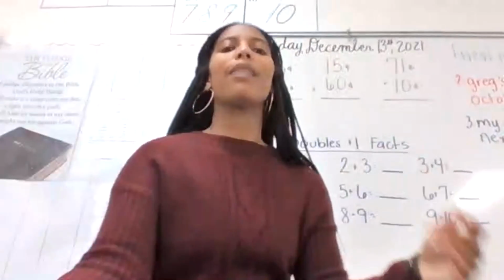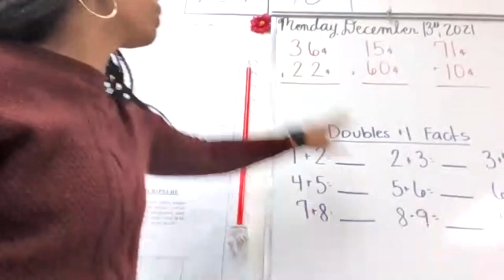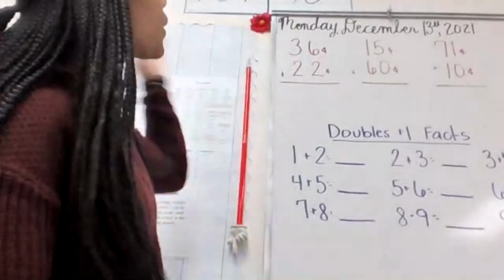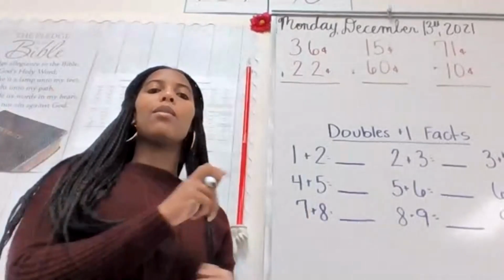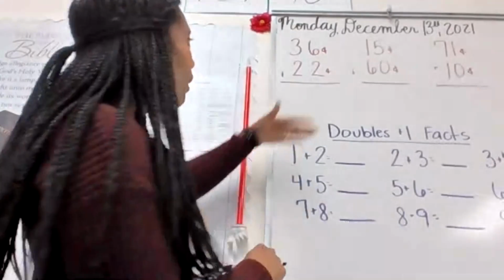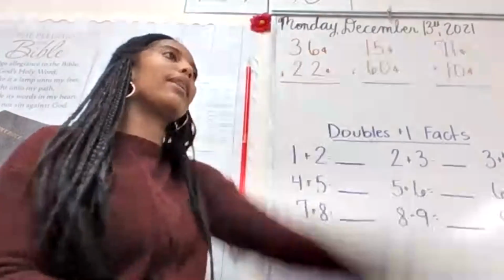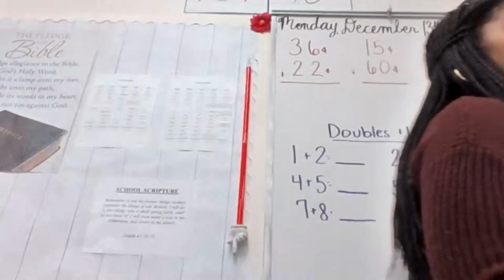Okay. All right. So last week we learned how to add double-digit numbers. That means we're adding two double-digit numbers. So let's go ahead and practice up here. I have 36 cents plus 22 cents. Could anybody walk me through how to add this problem? Where would I start? Go ahead, Kenley. Where do I begin?